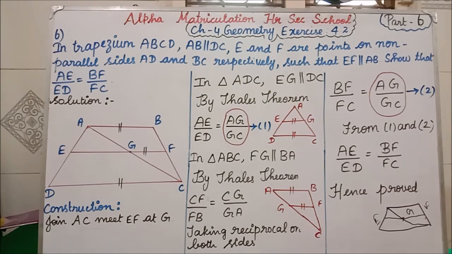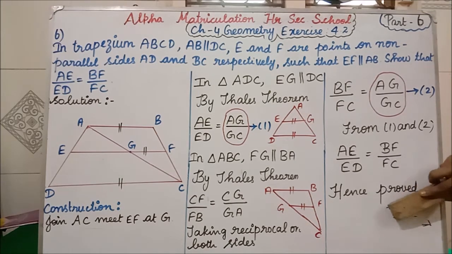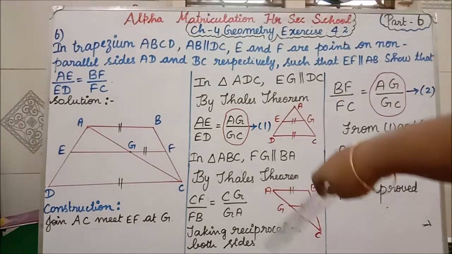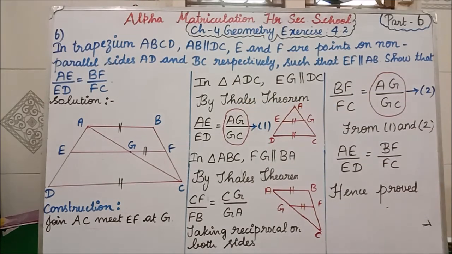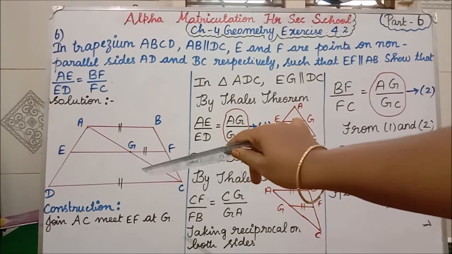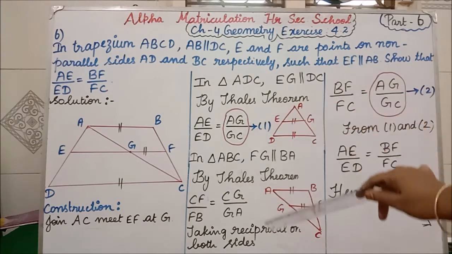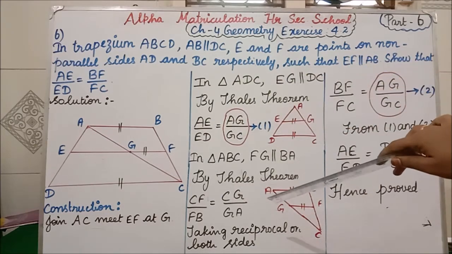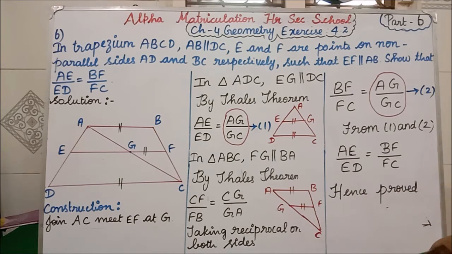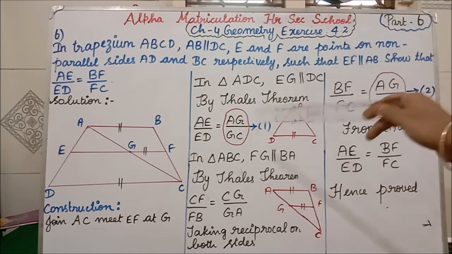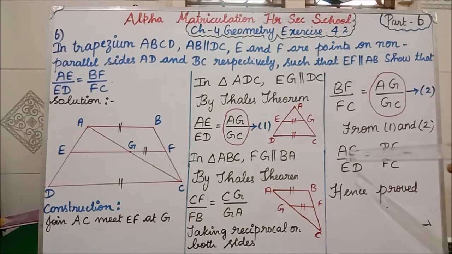Clear students? This is very simple. They have given a trapezium with parallel lines, so with that we cannot get a triangle. So what we do is construct one line AC meeting EF at G. Afterwards we have two triangles. Take the first triangle and write Thales theorem. Then take the second triangle and write Thales theorem. Then see if anything is equal. If not equal, take the reciprocal. Then we get both right hand sides equal. Then write both left hand sides are equal. Hence we have proved. Clear?